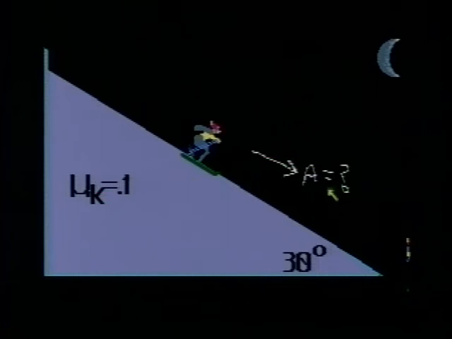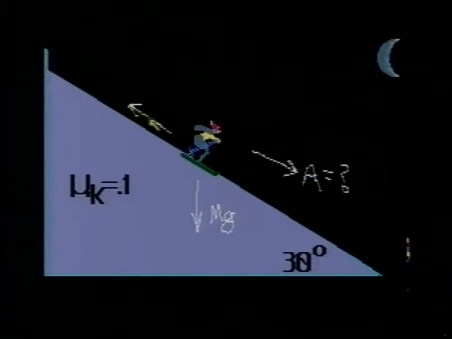Before you try to work this problem, I want to put down a few forces acting on this skier. There is, of course, the weight of the skier acting straight downwards, mg, where m is the mass of the skier. We also have a frictional force which acts opposite to the direction of motion. Let's label that small f.